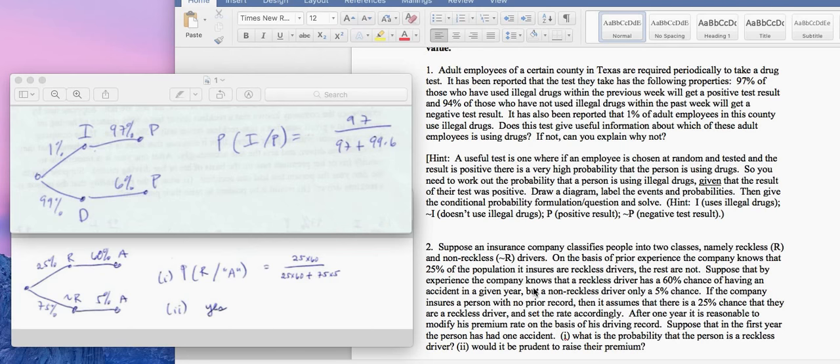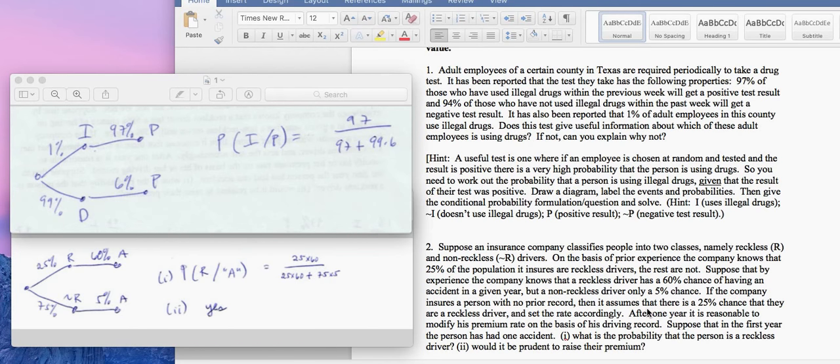So you got two sides, reckless and non-reckless. On the basis of prior experience, they look at records, data. They know that 25% of the population, let's suppose, it insures are reckless drivers, the rest are not. They classify them as safe drivers. You get safe driver discounts, maybe. Suppose that by experience, the company knows that a reckless driver has a 60% chance of an accident in a given year, a non-reckless driver only a 5% chance. If the company insures a person with no prior record, it assumes there's a 25% chance they're a reckless driver and sets the rate accordingly.